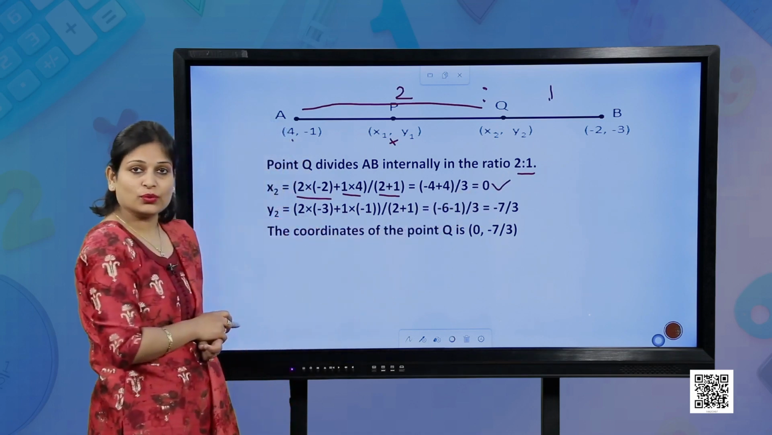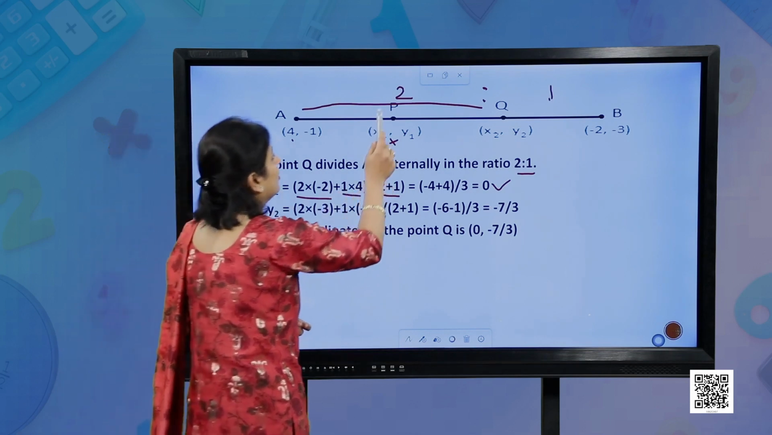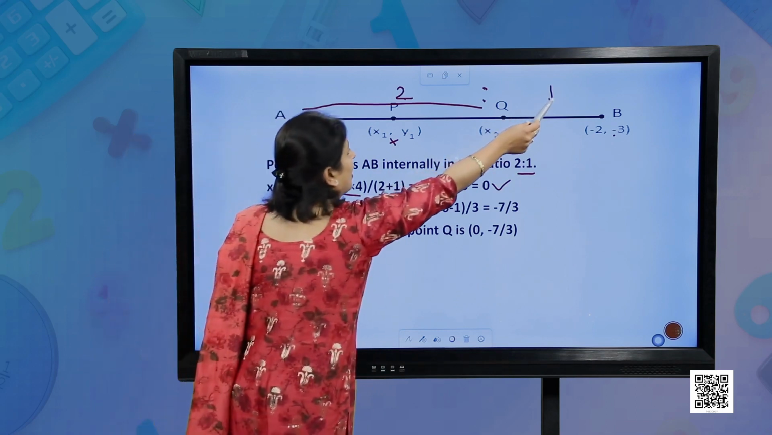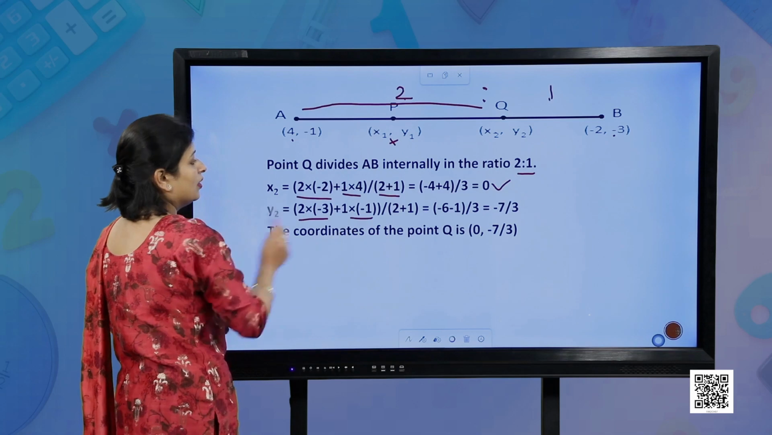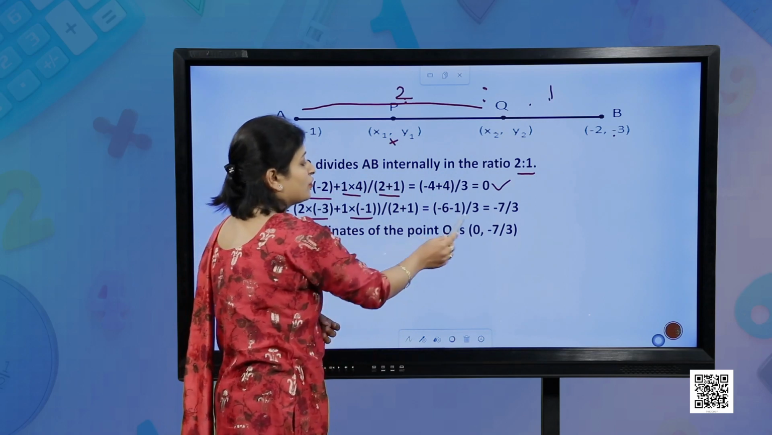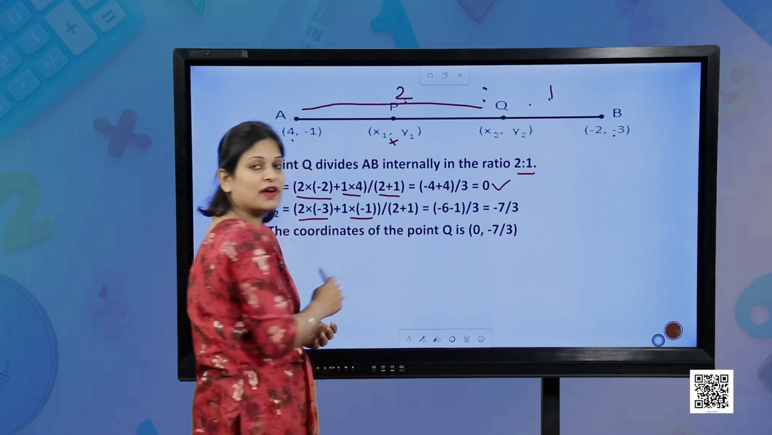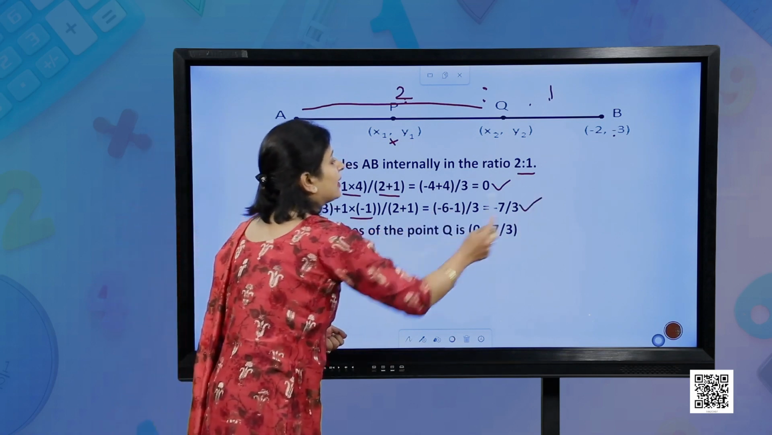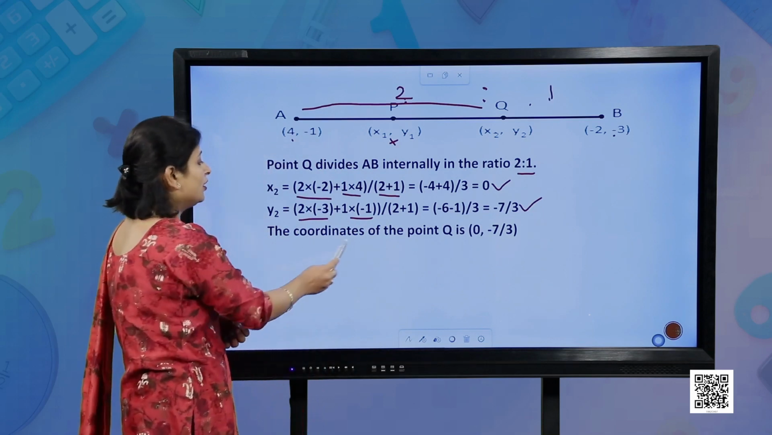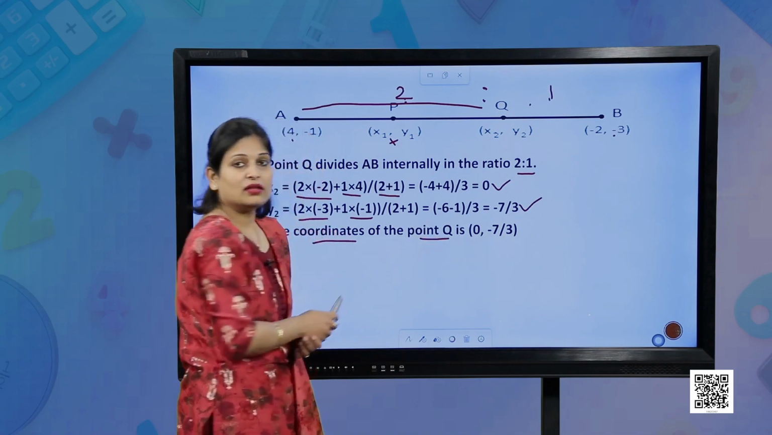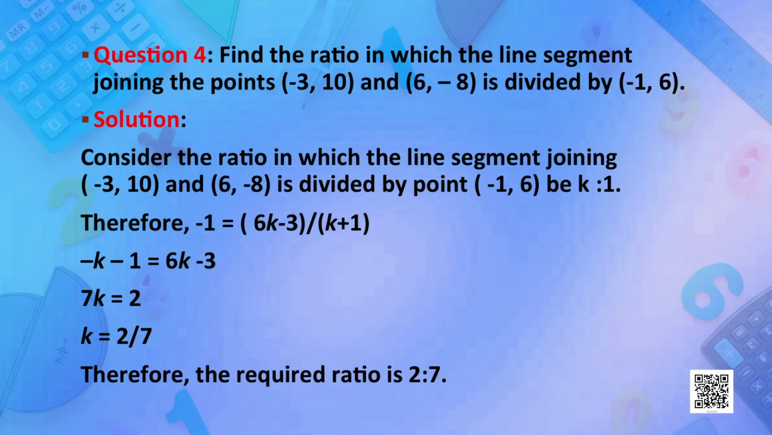For the value of y2, how will you calculate it? 2 into -3 plus 1 into -1 divided by the sum of the ratios, which is 2 plus 1. After solving, what will you get? -6 minus 1 in the numerator and 3 in the denominator. So, you will get -7/3. So, the coordinates of the point Q will be 0, -7/3. Now, we will discuss another question of this exercise, question number 4.